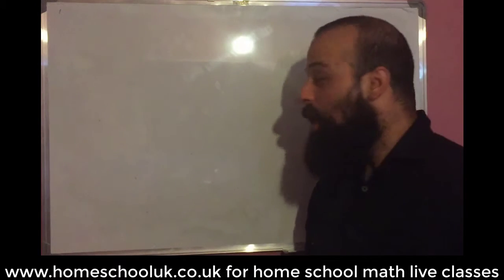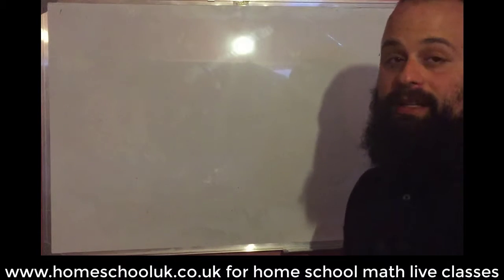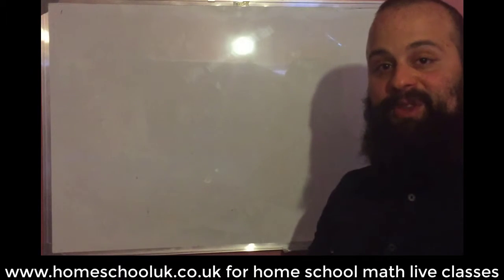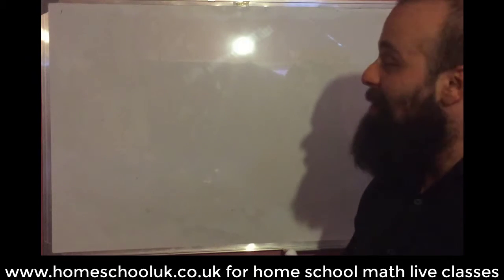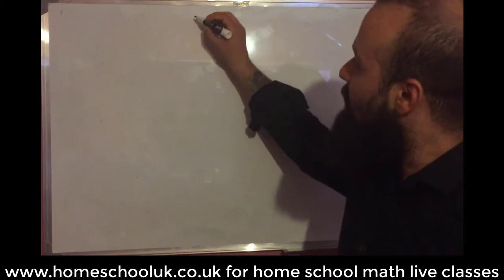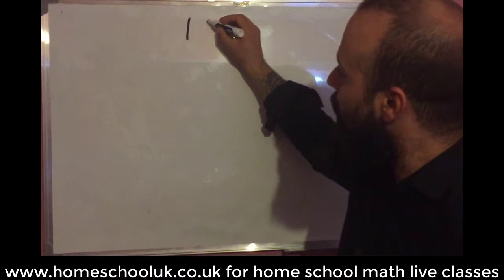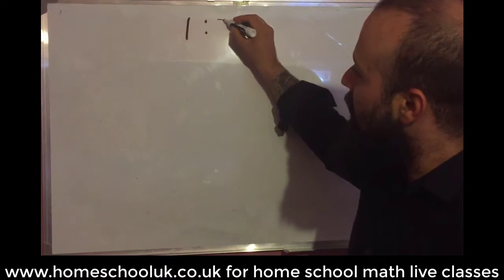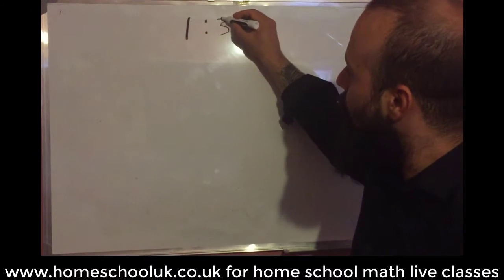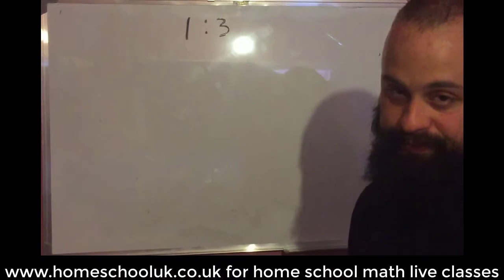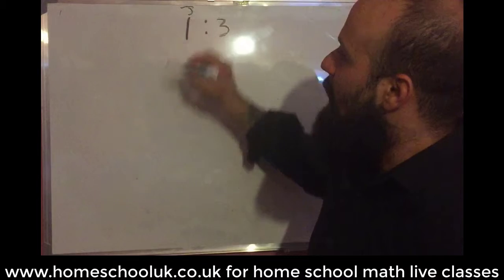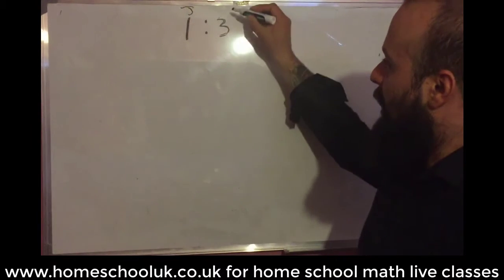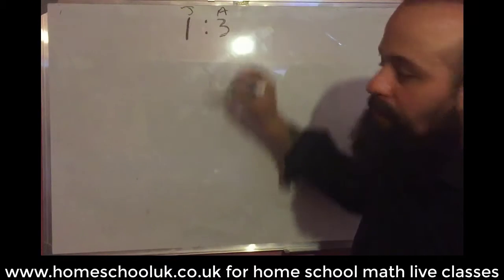So what a ratio actually is, is splitting up something into sections. So someone might get one part, somebody might get three parts. Let me just write that out for you. What you might notice in some questions is something like this, 1 to 3. So maybe Jake, for example, gets one part and Anne gets three parts.